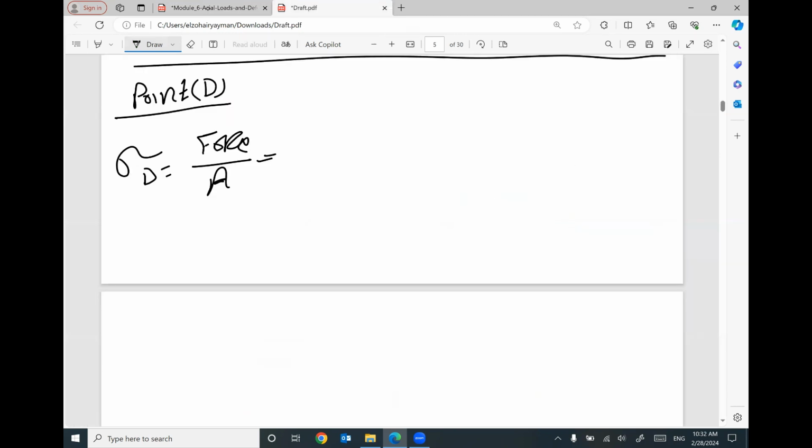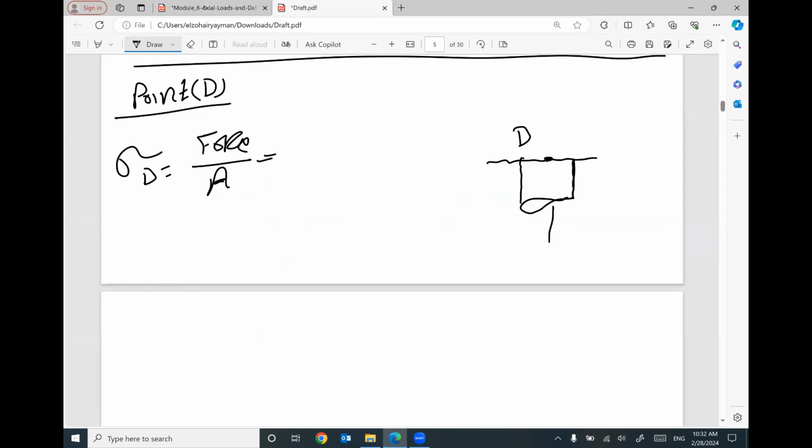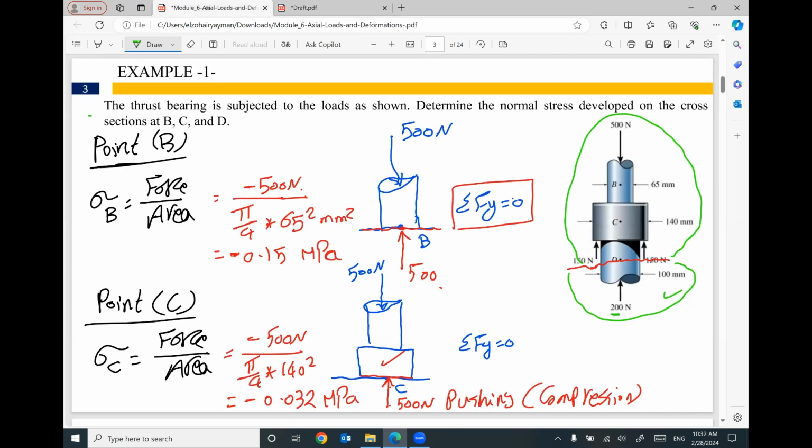So I have this cut, and I have this part at point D. Keep in mind, I'm going to use this part with everything you have. We have only 200 Newton, like this. Nothing else on this part after you cut at D.